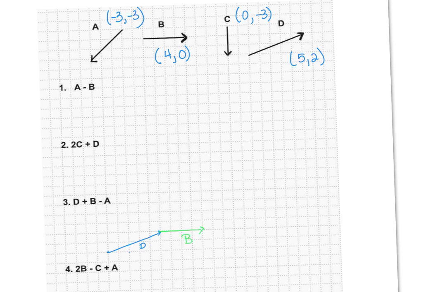Now negative A means that it goes the exact opposite for both movements. So look back at your A, it went -3, -3. A negative A is going to go +3, +3. So now I need to go right 3 and up 3 to move negative A. All right, that is my negative A. And so that is my movement.